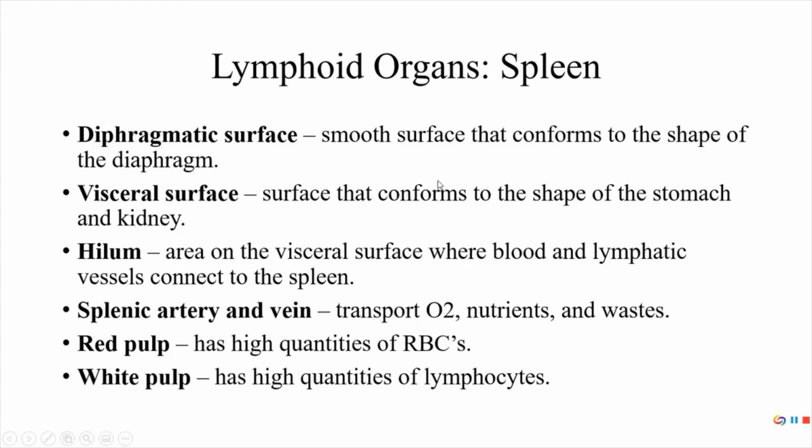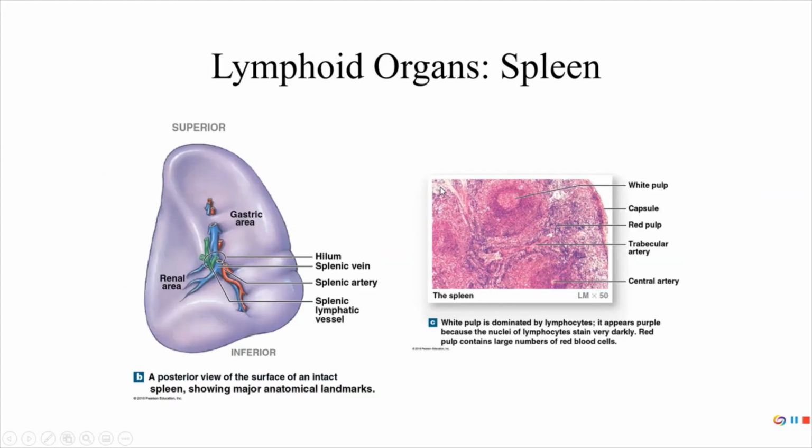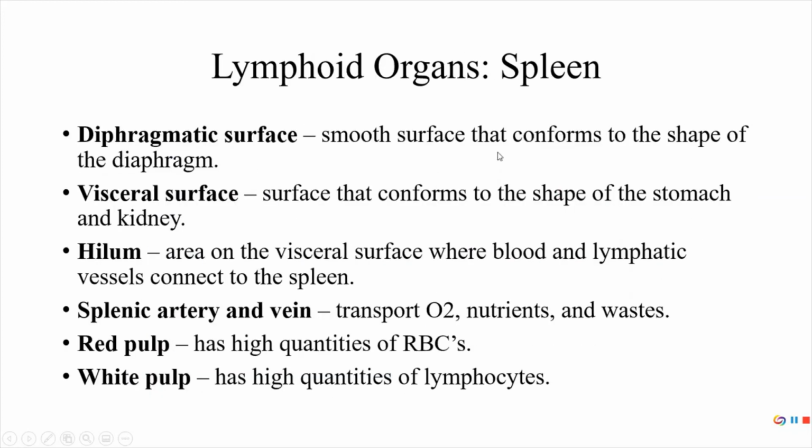All right, last few things we want to talk about is our spleen, the last thing. And we're going to see the spleen has a diaphragmatic surface, which is the surface that really is up against the diaphragm. So because of this, it's smooth and in the shape of the diaphragm. It conforms to the diaphragm's internal structure because it's up against it. The visceral surface has to conform to the visceral organs, stomach, and kidney. So it's going to be more indented.